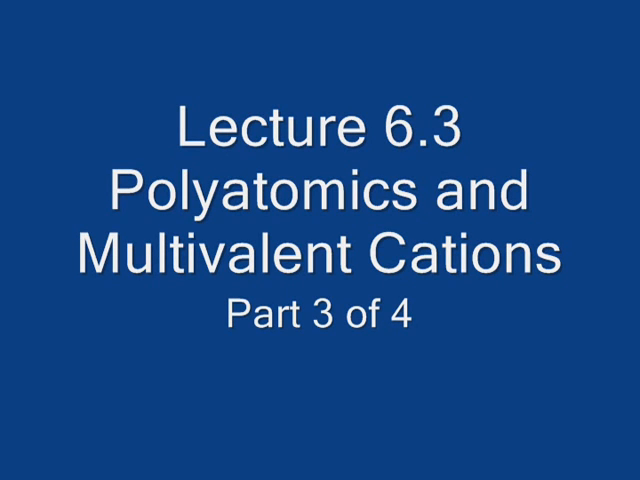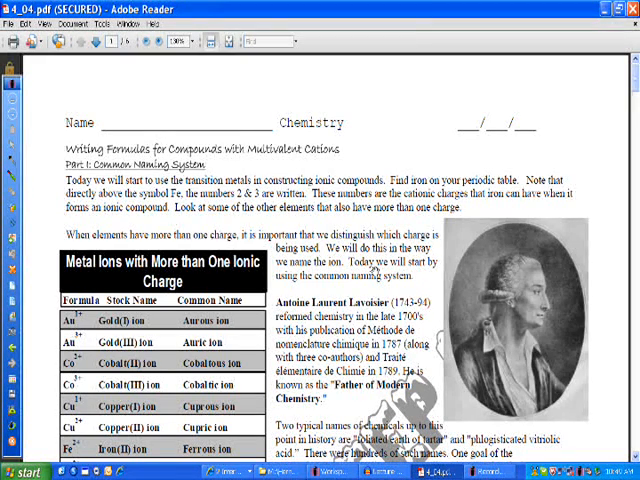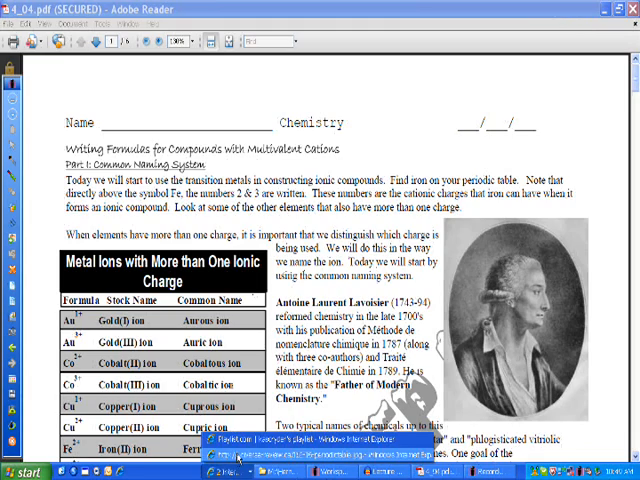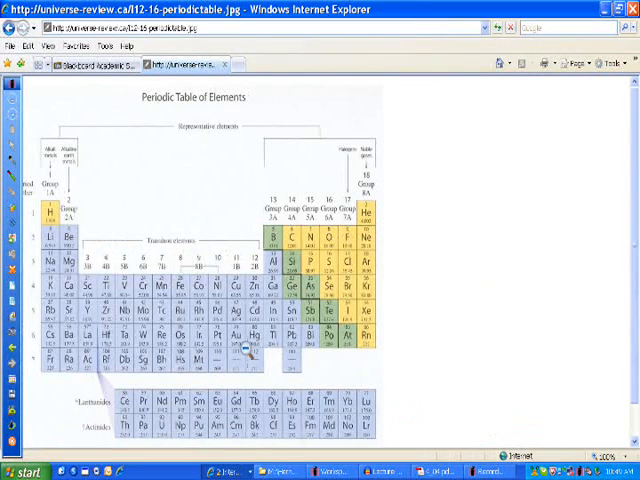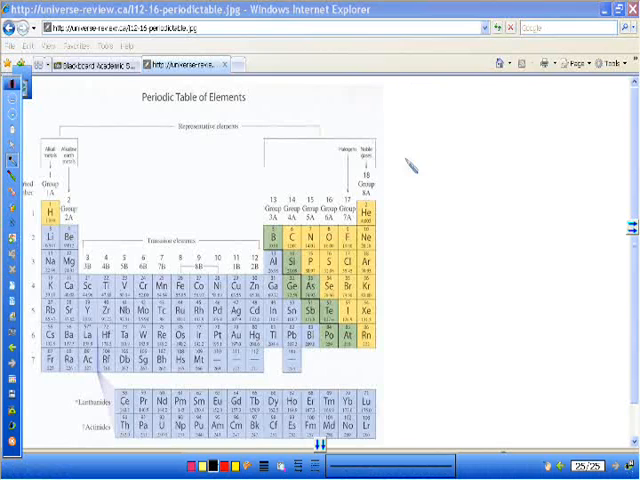Alright, this is going to be working on writing formulas for compounds with multivalent cations. Let's first look at what we're going to talk about in the periodic table. We're going to talk about how to name and write formulas with the transition metals, or elements with multivalent cations. Multivalent just means it has multiple oxidation states, and these are mostly our transition metals here.